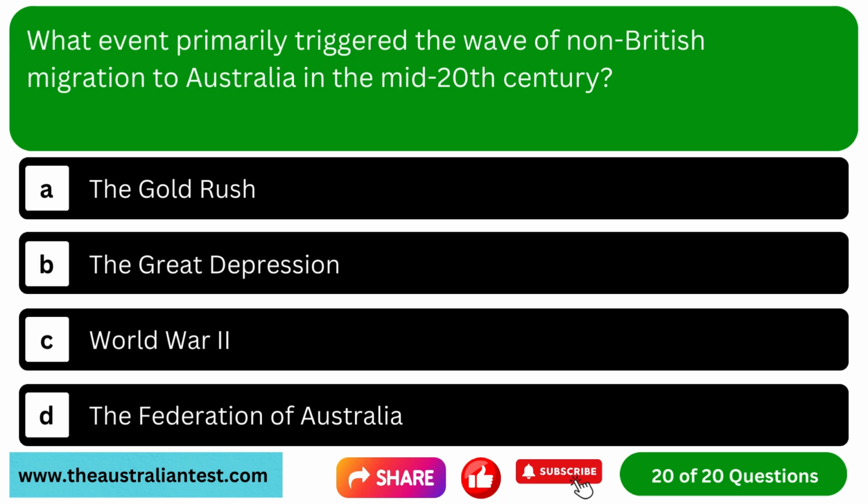Question 20. What event primarily triggered the wave of non-British migration to Australia in the mid-20th century? Option A, the Gold Rush. Option B, the Great Depression. Option C, World War II. Option D, the Federation of Australia.